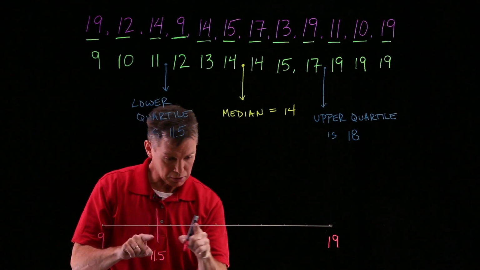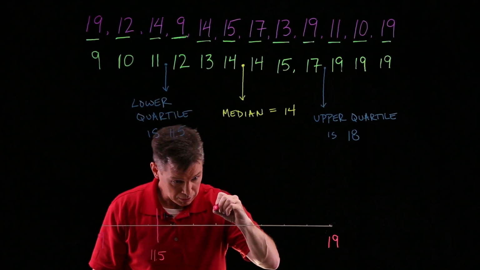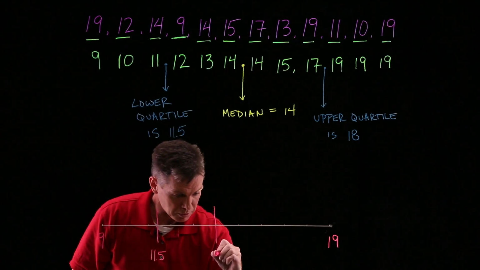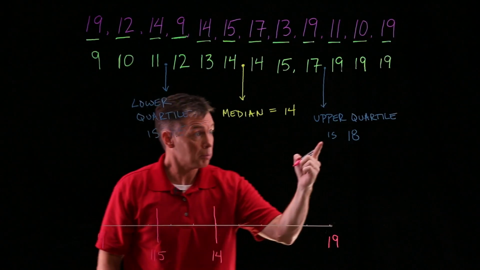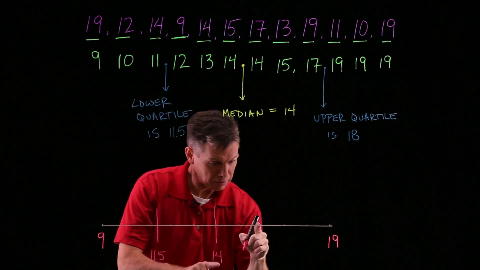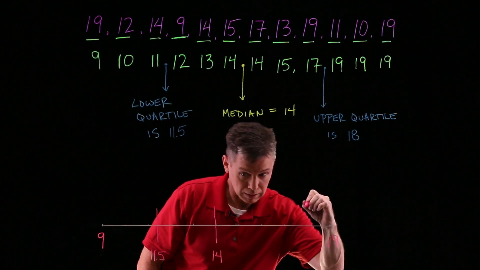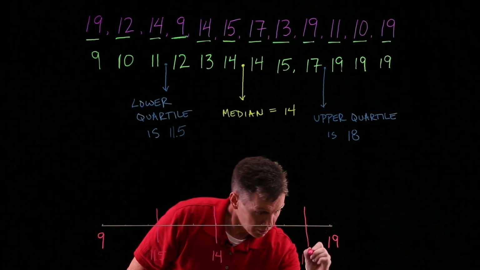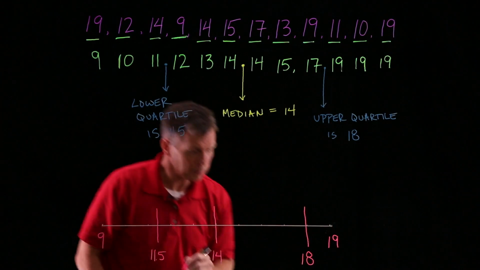My median is also part of this plot, the 14. This is 11, 12, 13, 14. I'll draw another vertical mark there. That's 14. And then my upper quartile was 18: 15, 16, 17, 18. That's here. Same little vertical segment. Give the value down below.